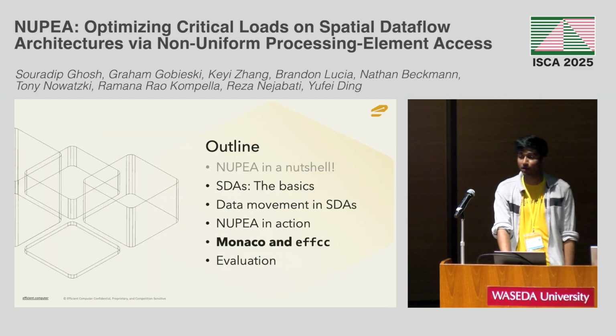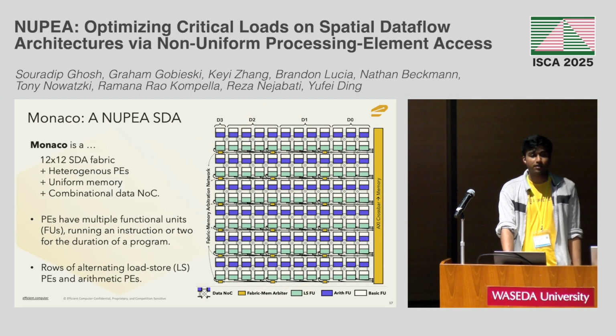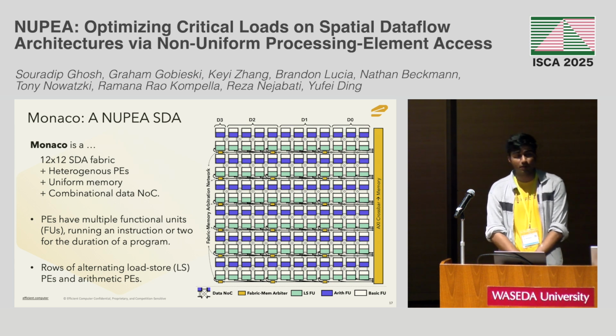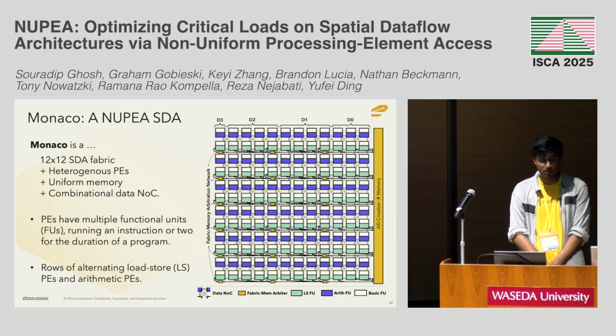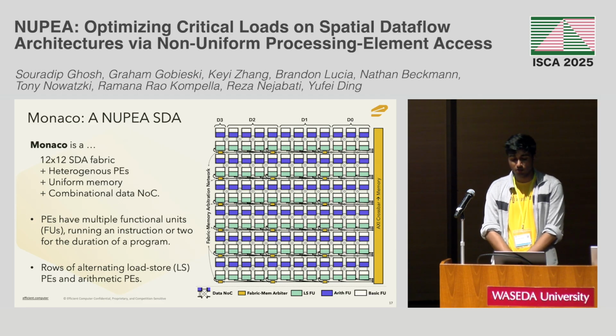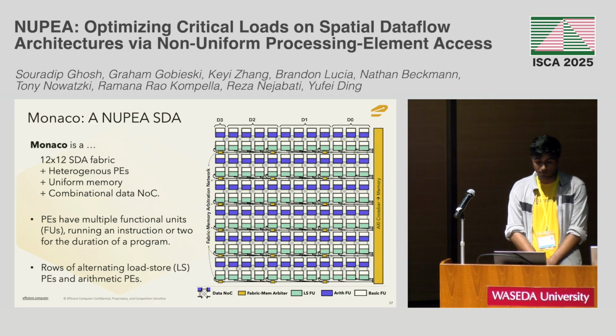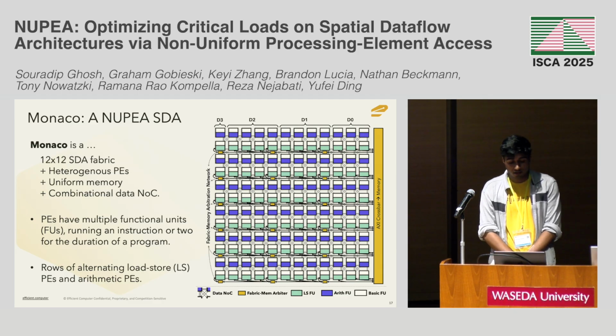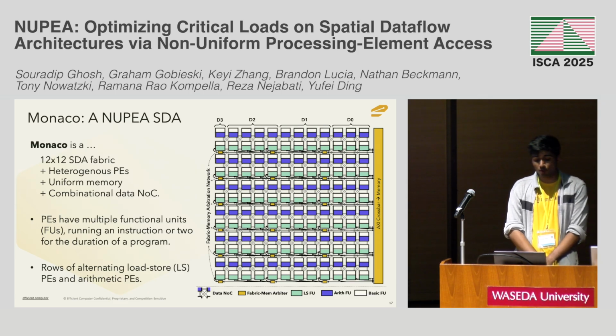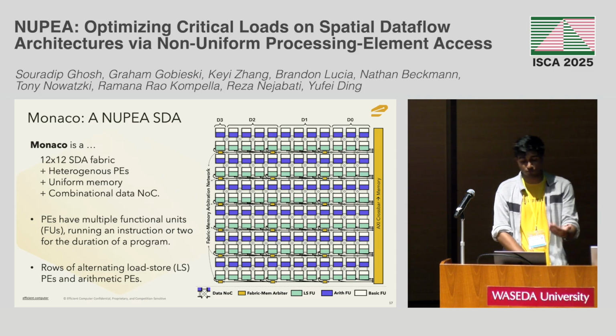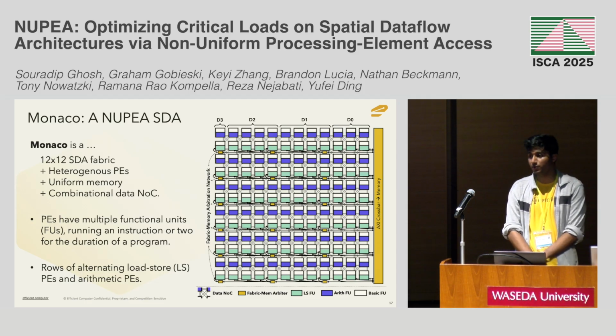All right, let's take a look at Monaco and FCC. I'll give the highlights for Monaco, our NUPEA SDA, but you can find out more in the paper and on our website. Monaco is a 12 by 12 fabric with heterogeneous PEs, a uniform memory, and a combinational data type. Each PE has multiple functional units, or FUs, which run an instruction or two for the duration of the program. Each PE has a basic FU in white, and an arithmetic FU, which is in blue, or a load-store FU, or LSFU, which is in this light teal color. And so Monaco has rows of alternating LS and arithmetic PEs.